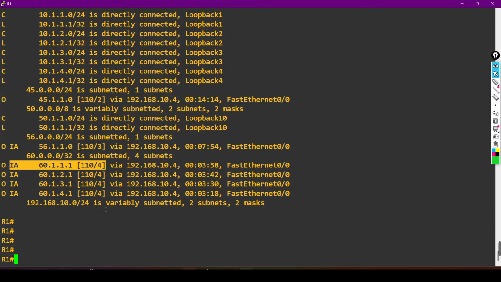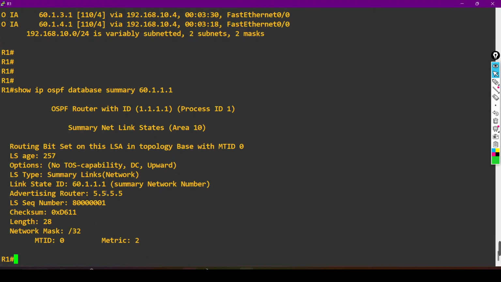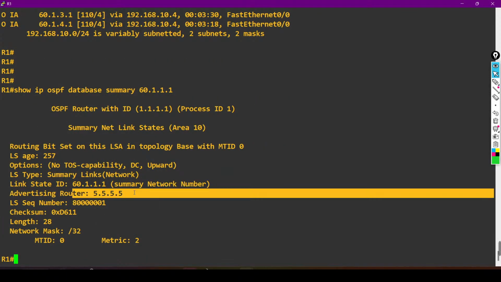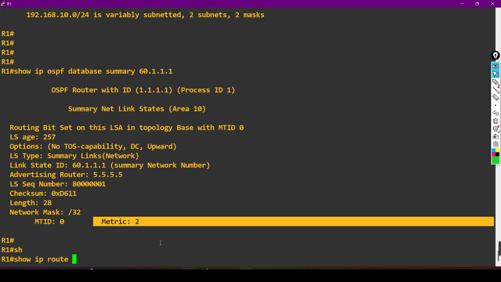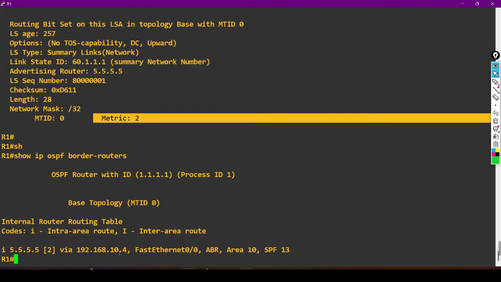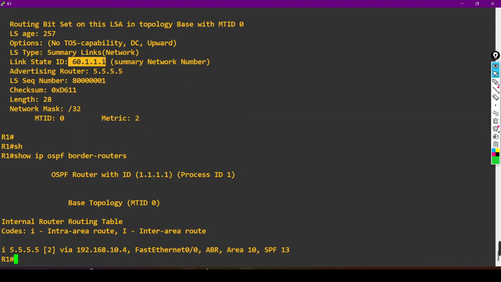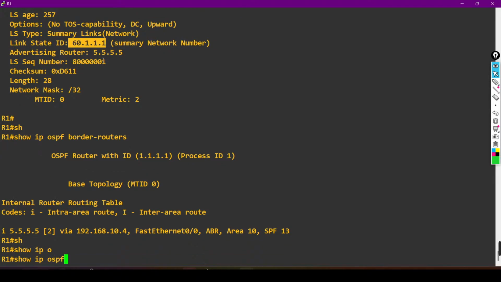Because the ABR router is sending the metric from ABR to the destination. Yes or no? This is from 5.5.5.5 to the 60.1.1.1 network, metric is 2, and from me to ABR, metric is 2. So the total metric to reach the 60.1.1.1 network will be what? 4.